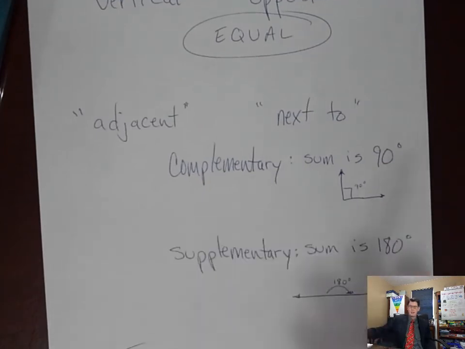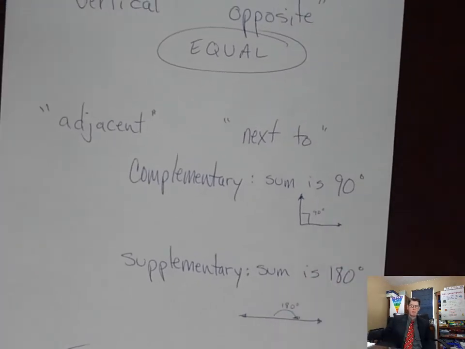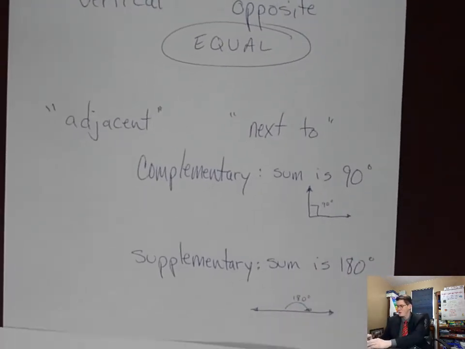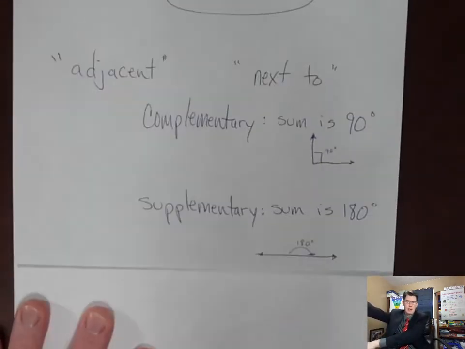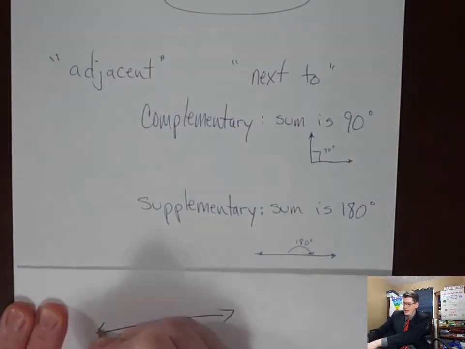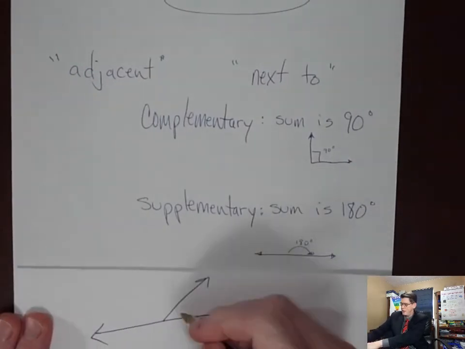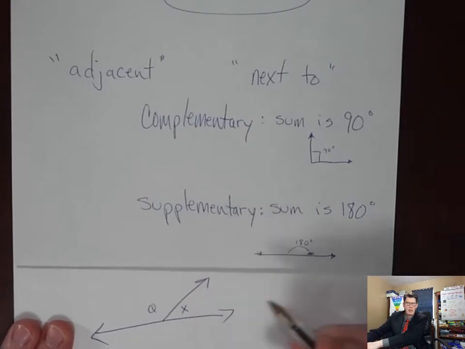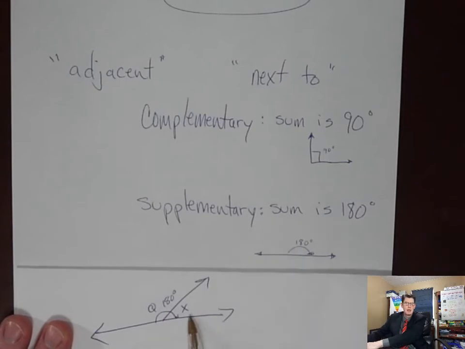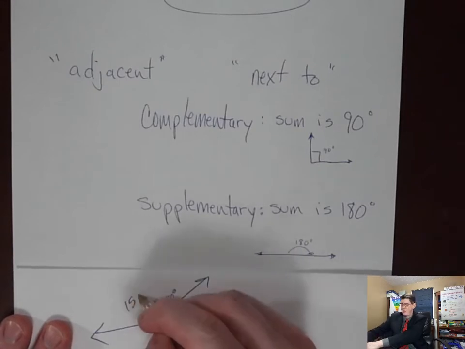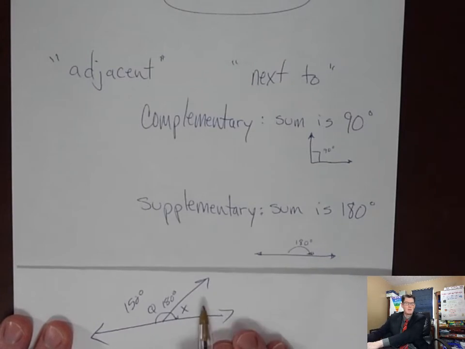And then additionally, same type of concept with supplementary: you could have two angles that are next to each other that add up to 180. So you might have an angle here, you might have a line here, you might have an angle over here, X and Q, and you'll be told those two angles together add up to 180 degrees. That means if this one is 150, then the other one will add up to the rest of 180. It would be 30.